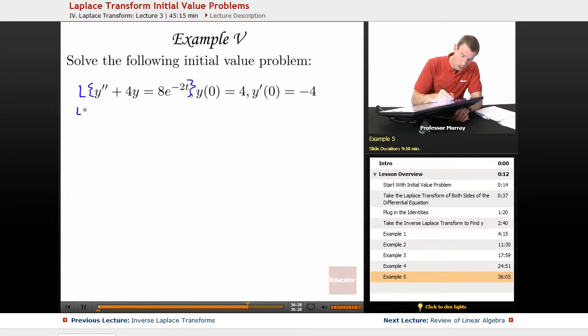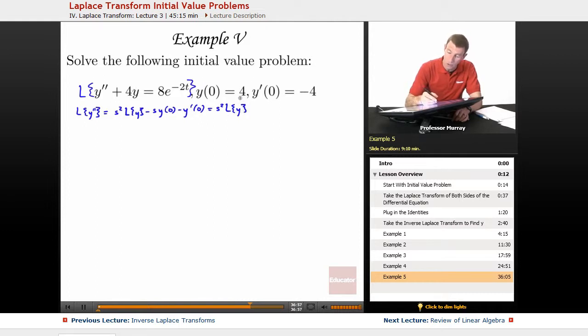On the left, we're going to need to know L of y double prime, but we have an identity for that from the beginning of this particular lecture, and that was s squared L of y minus s times y of 0 minus y prime of 0. And we can fill in the numbers that we have here. So this is s squared L of y. We can't fill in anything for that yet. But s times y of 0, our y of 0 is 4, so that's minus 4s. And minus y prime of 0, y prime of 0 is negative 4, so that's plus 4.